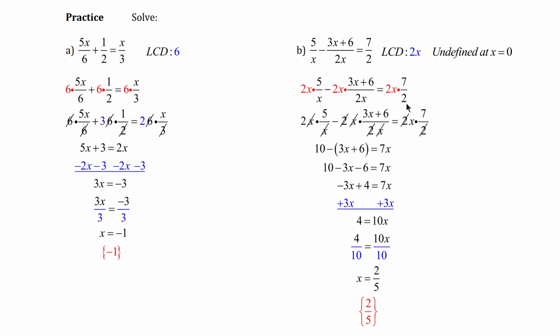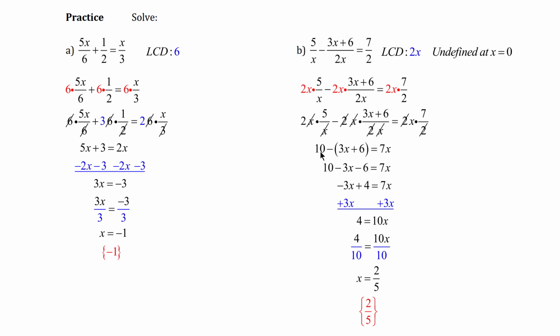2. Next, we simplify. 2x times 5 over x, the x's cancel out, and then we have 2 times 5, which is 10. Next, we have 2x times (3x plus 6) over 2x. The 2x's cancel out, and we're left with 3x plus 6. Next, we have 2x times 7 over 2. The 2's cancel out. We have x times 7, which is 7x.